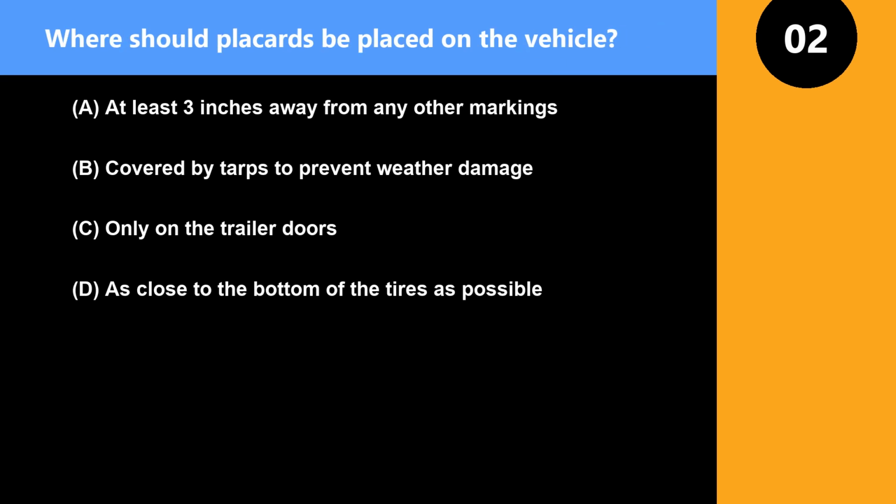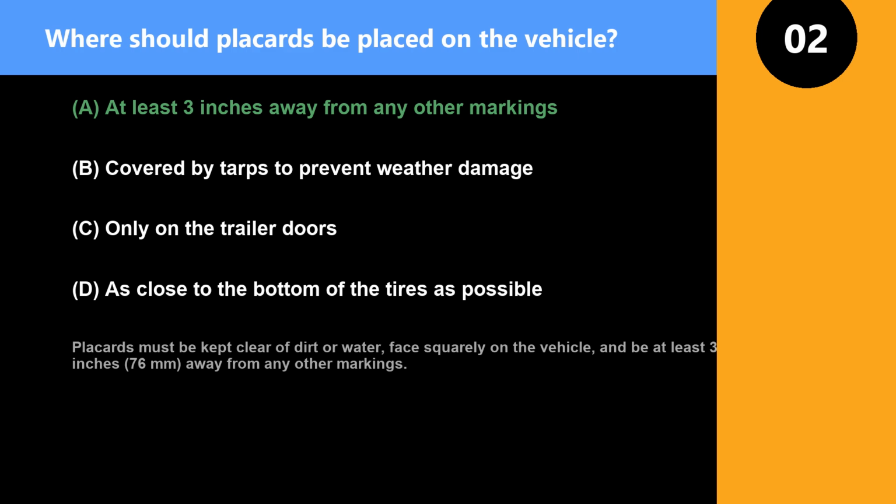Question 2. Where should placards be placed on the vehicle? Option A, at least 3 inches away from any other markings. Option B, covered by tarps to prevent weather damage. Option C, only on the trailer doors. Option D, as close to the bottom of the tires as possible. The correct answer is option A, at least 3 inches away from any other markings. Placards must be kept clear of dirt or water, face squarely on the vehicle, and be at least 3 inches, 76 millimeters, away from any other markings.